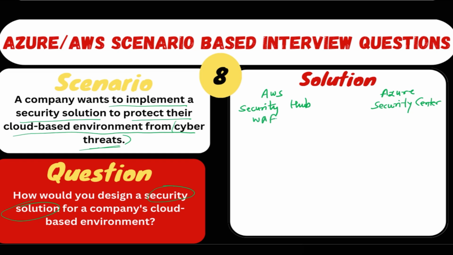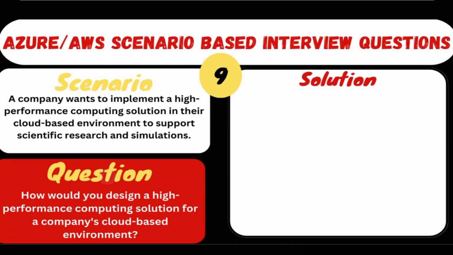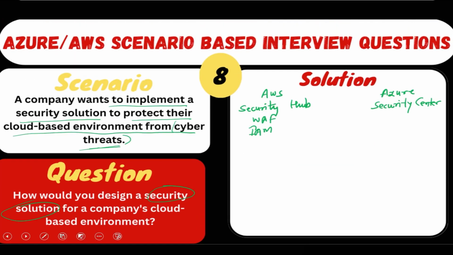The services required in AWS are AWS Security Hub, the AWS Web Application Firewall service, and the AWS Identity and Access Management service. On the Azure side, we will require the Azure Security Center service, the Azure Web Application Firewall service, and the Azure Active Directory service. These are the parallel services in AWS and Azure.